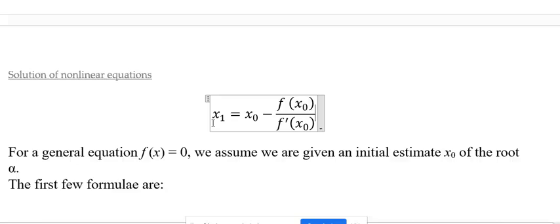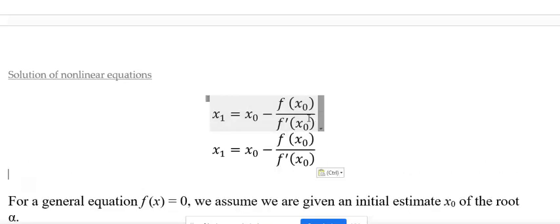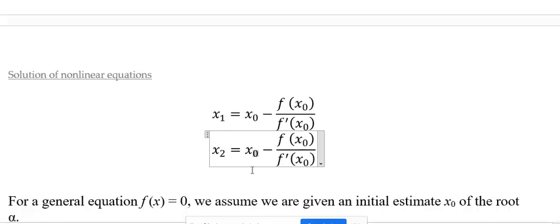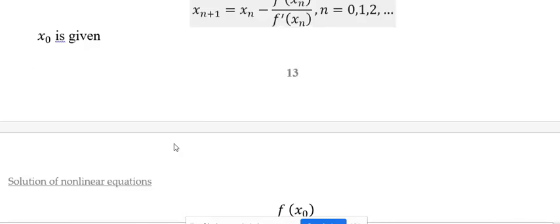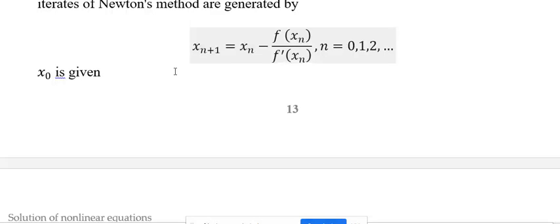Then we have now x1, so in the next step we evaluate x2 equals x1 minus the fraction f of x1 over the derivative at x1, and so on. So the formula is x n plus 1 equals x n minus f of x n over f dash of x n, with n equals 0, 1, 2, and so on.